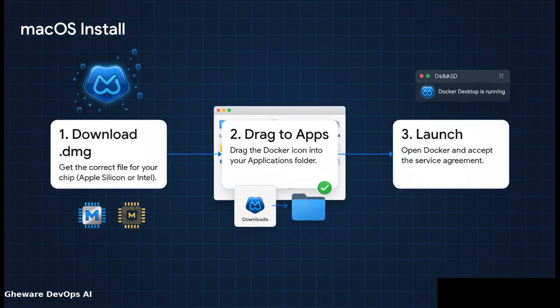You'll see that classic Mac installation screen. Just drag that little Docker whale icon right into your Applications folder. Then go ahead and launch Docker, give it any permissions it asks for, accept the terms, and that's literally it. You'll see the Docker icon pop up in your menu bar, ready to go.